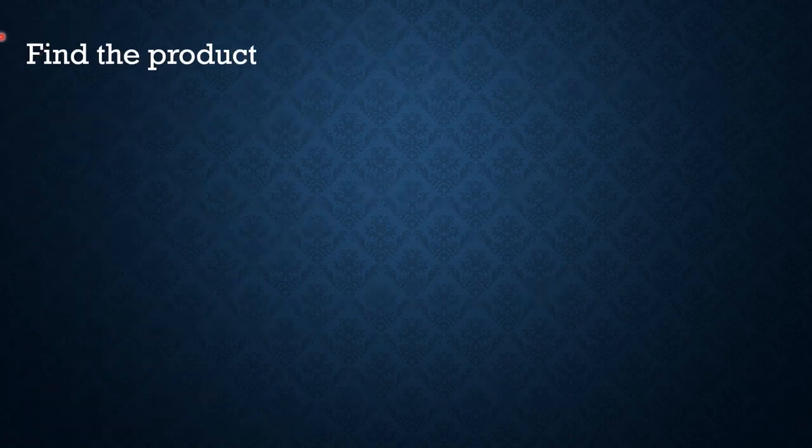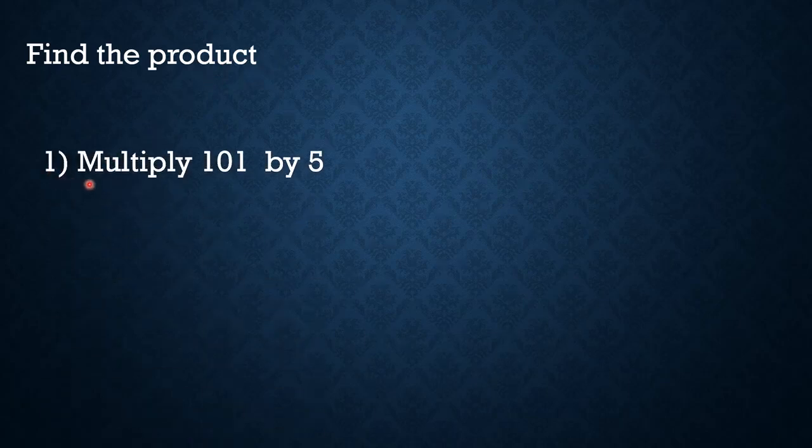Now find the product. So beta, here we have to multiply the questions. So let's start. In question number 1, it is given multiply 101 by 5. So here 101 is the multiplicand and 5 is the multiplier. So first of all we will write 3 places, ones, tens and hundreds. Then we will write 101 the multiplicand and then 5.